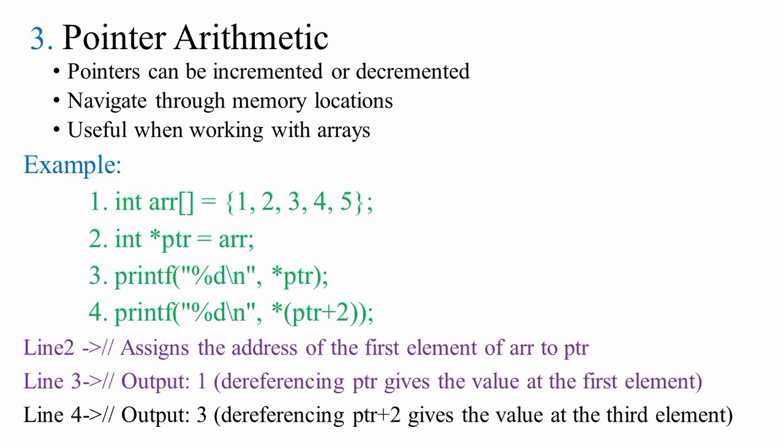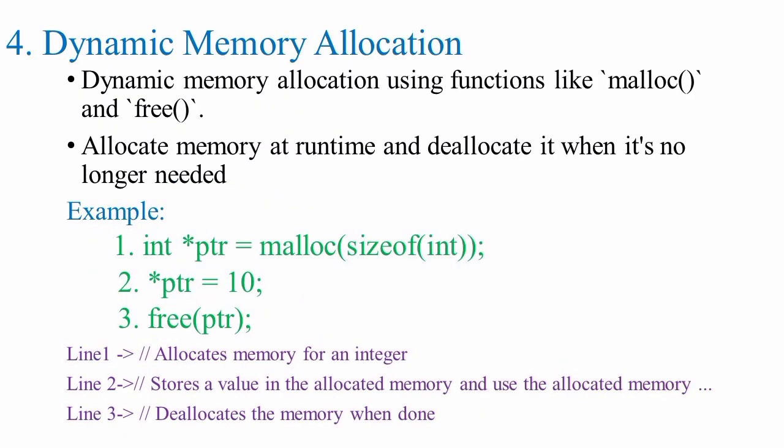In the third line, the dereferencing operator is used. Dereferencing the pointer gives the value at the first element, so it outputs 1, the first element. In the fourth line, the dereferencing operator is used with pointer plus 2. It gives the value at the third element, so it outputs 3.